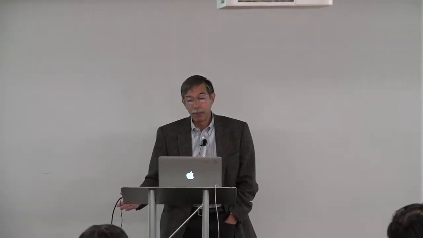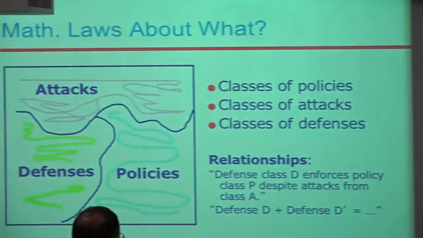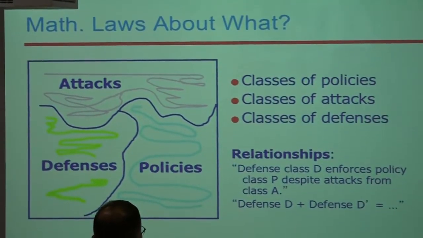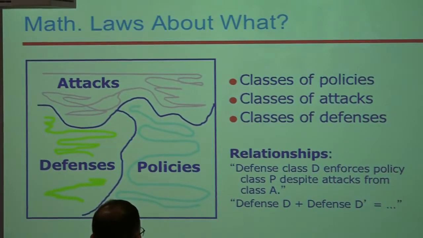So I submit that they would be about three kinds of things: attacks, defenses, and policies. And specifically, they would be about relating classes of attacks, defenses, and policies. So you might have a law that says this class of defense is sufficient for defending against this kind of attack for these policies, right? And that would tell you what the defense was good for and what it wasn't good for.